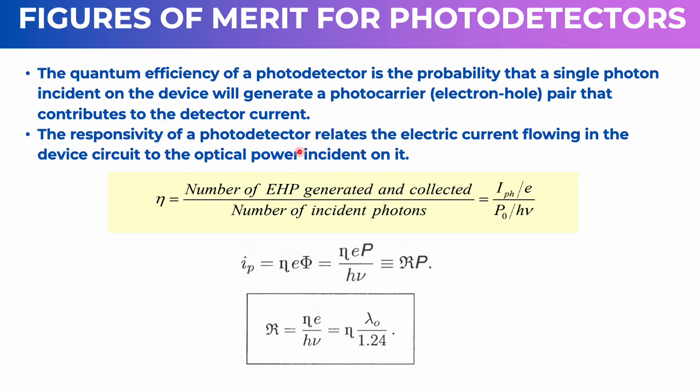Coming to responsivity, it relates the electric current that flows in the circuit to the optical power that is incident on it. So the responsivity R is equal to I_P by P, where I_P is the current and P is the optical power. Then we can manipulate these numerically to get a relation between responsivity and quantum efficiency that's only dependent on the frequency of light, and everything else is a constant. So these are some ways that we can find the figures of merit for a photodetector.